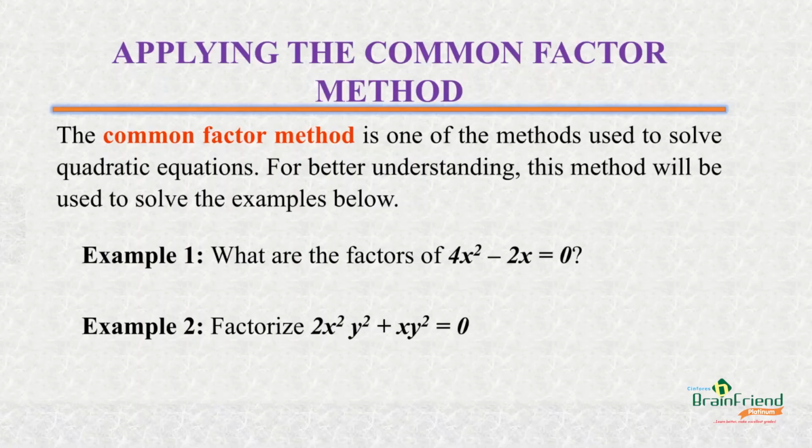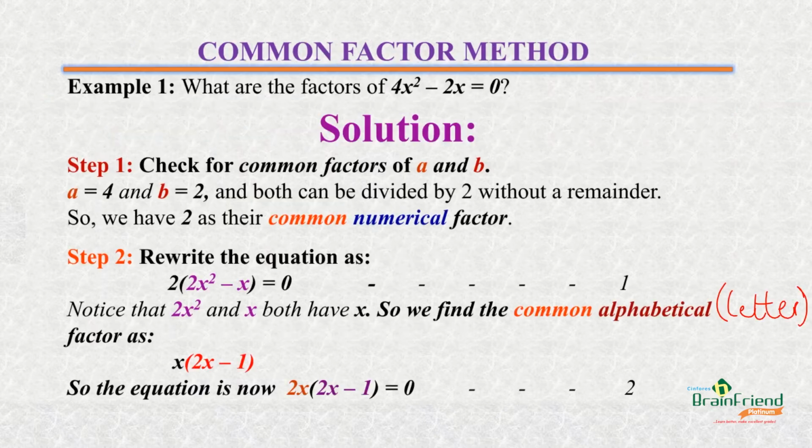Now that we've discussed how to find a common factor, let us now apply it to solve a few problems. We'll be using the common factor method to solve the 2 examples on the board. Example number 1, what are the factors of 4x squared minus 2x equal to 0? Example 2, we'll be factorizing 2x squared times y squared plus xy squared equal to 0. So now let's solve example 1. Let's start with the first step.